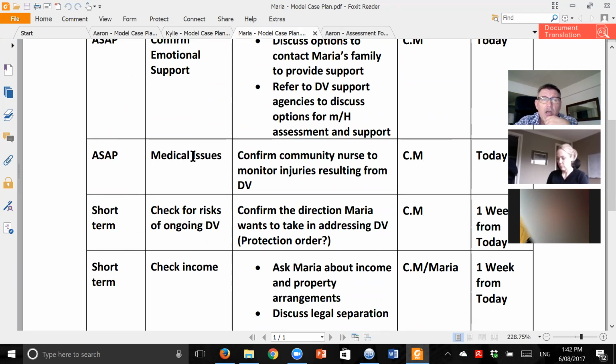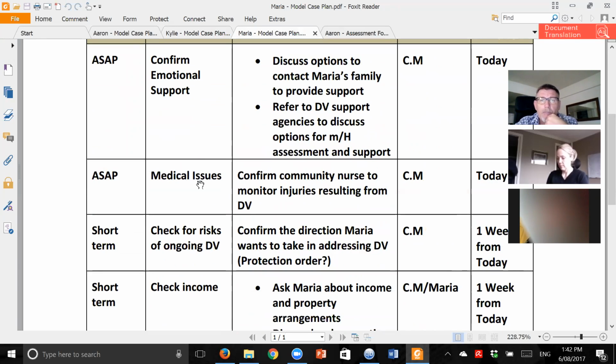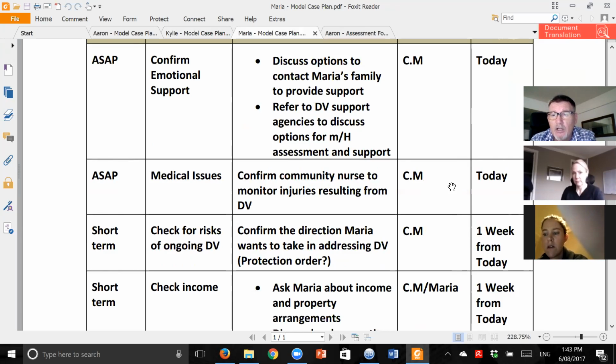Medical issues are not as important for Maria because she's been referred from the community nurse. She's been to the hospital. The domestic violence occurred a few days ago. If the domestic violence had just occurred, that would be my number one priority. If she walked in having been a victim today without medical attention, that needs to be seen first.